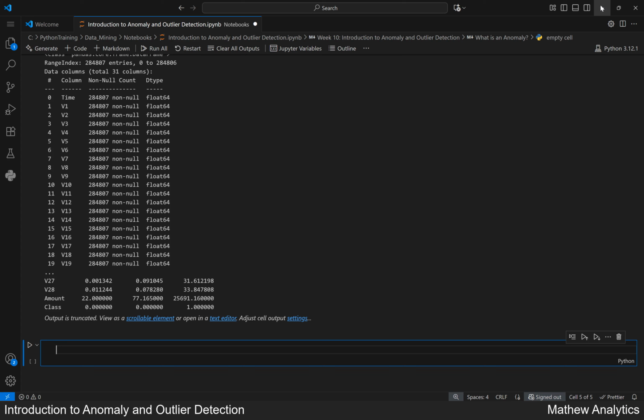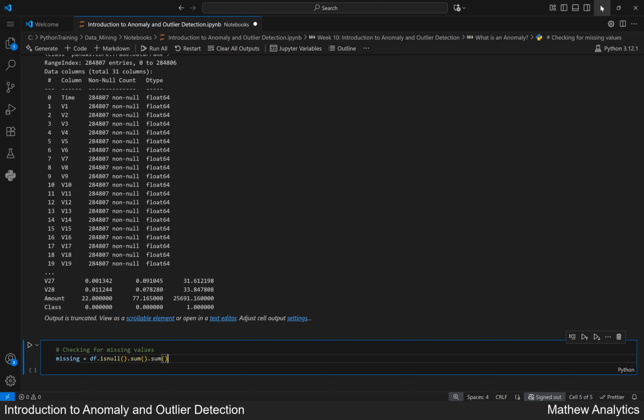It is good to check if there are any missing values before analysis. We look for missing values in the dataset. We calculate the total number of missing values by summing over all columns and rows. We print out the total count of missing values found.